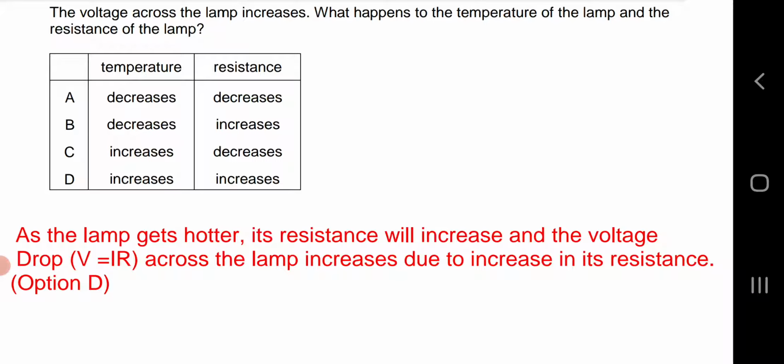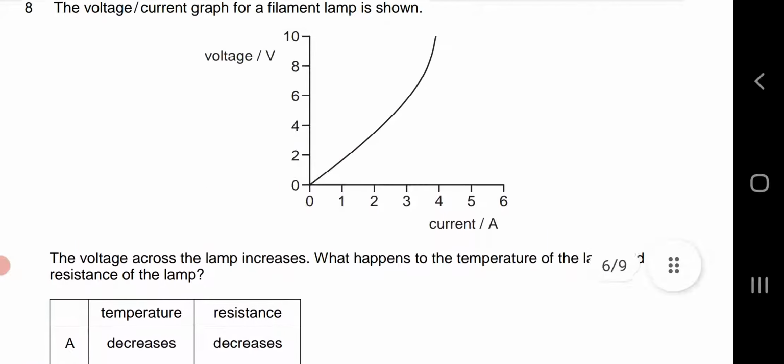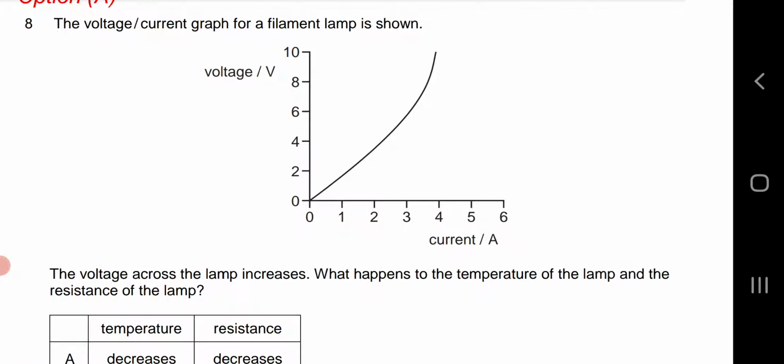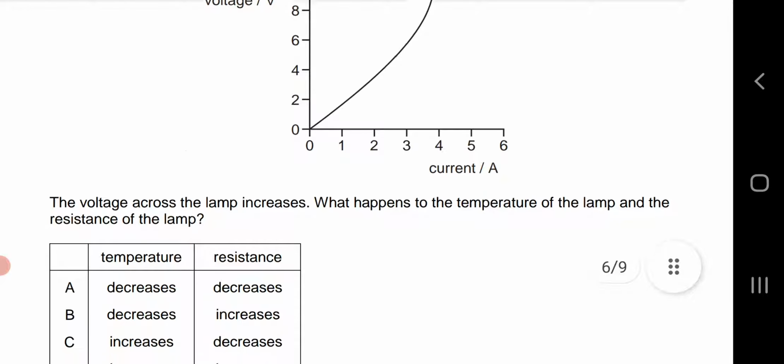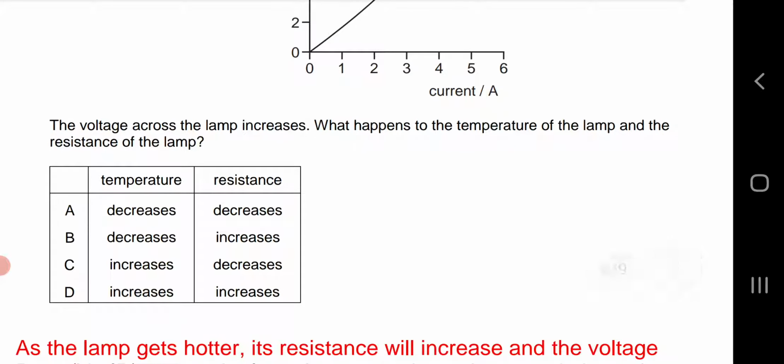The temperature will increase as the lamp gets hotter and its resistance will also increase. You can see from the graph, the voltage across the lamp will increase due to the increase in resistance. The voltage drop will increase, the current will decrease, the resistance of the lamp will increase. So in this case, the option D is the correct option.